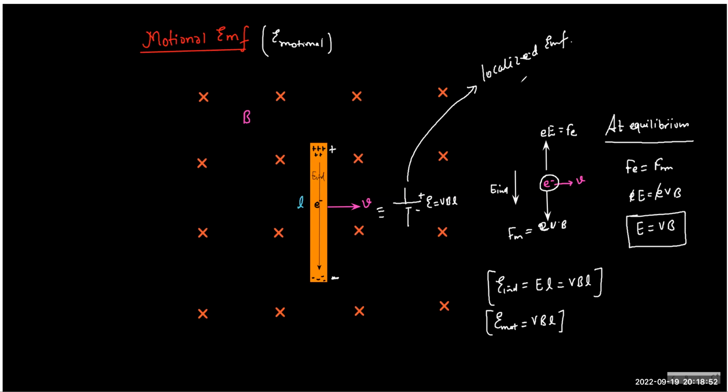So in a later part of this chapter, we will see that EMF can also be delocalized, and the net EMF developed in a circuit will be shared differently for different parts of the loop. So we'll see the delocalized part later on. That will be the second concept of this chapter.